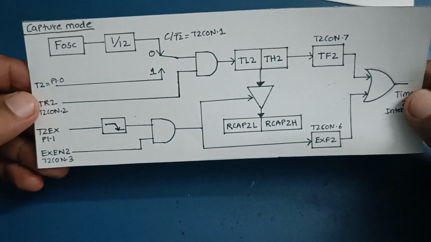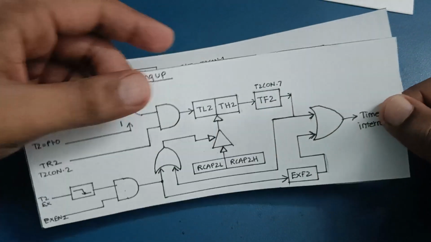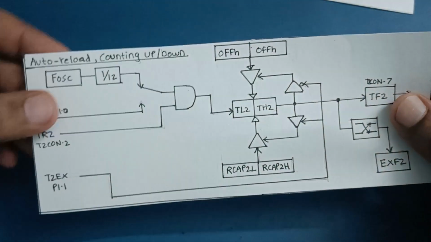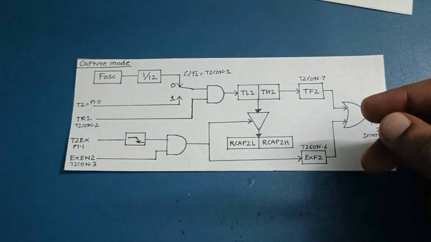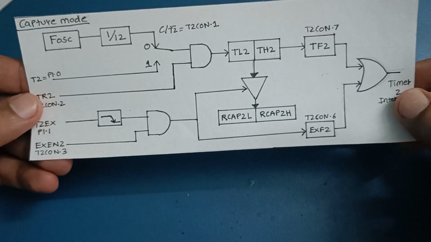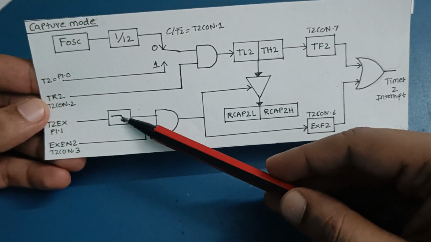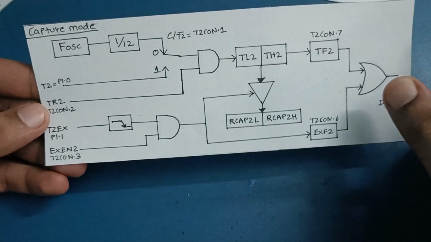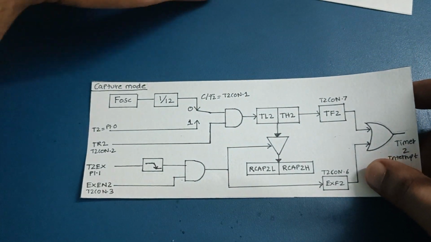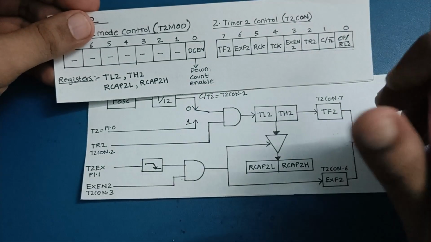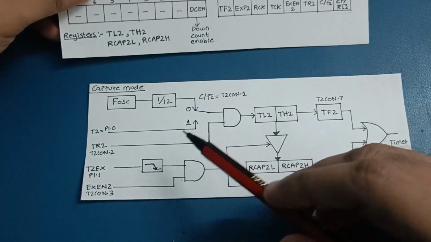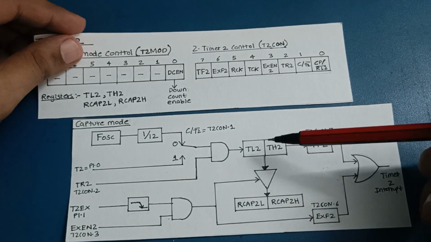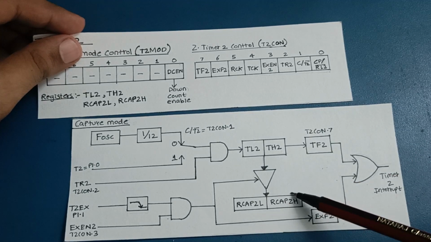This is the capture mode diagram. This is the auto reload counting up, and this is auto reload counting up-down. First we are going to see the capture mode. In capture mode, when we give a falling edge on the T2EX pin and the EXEN2 bit is set in the T2CON register, then whatever the values of TL2 and TH2, they'll be captured and stored in these two registers.